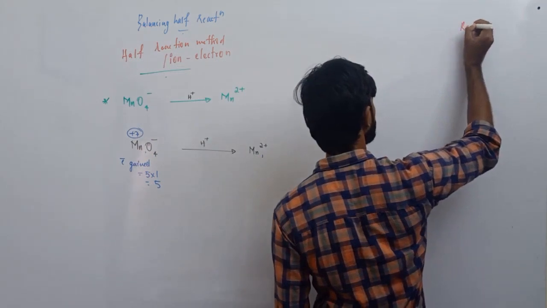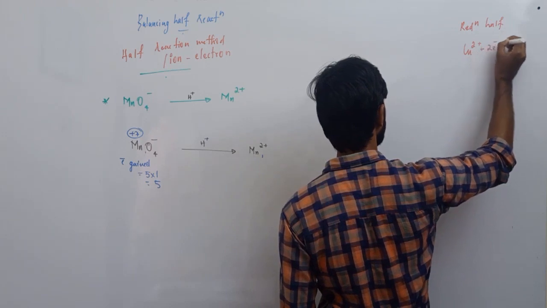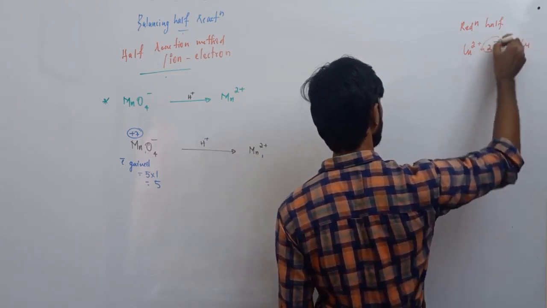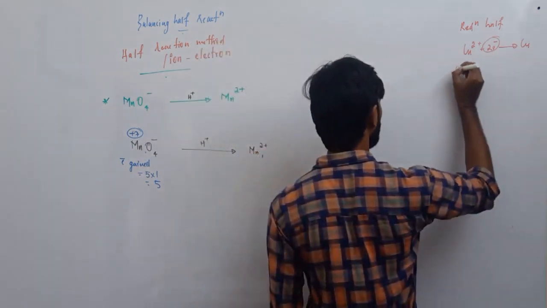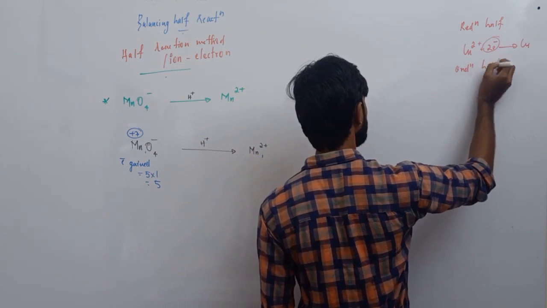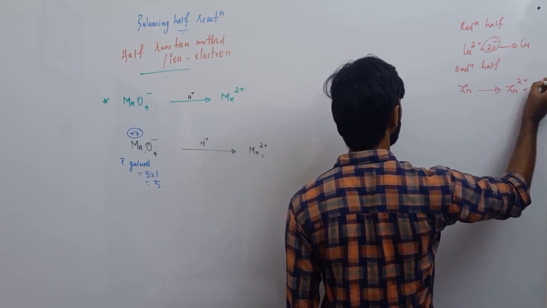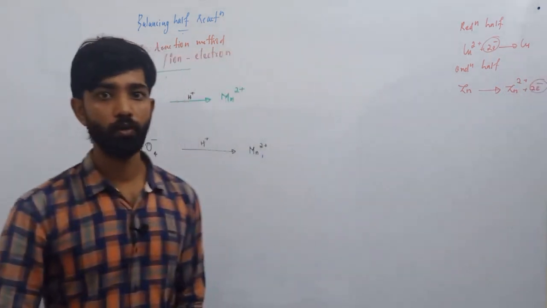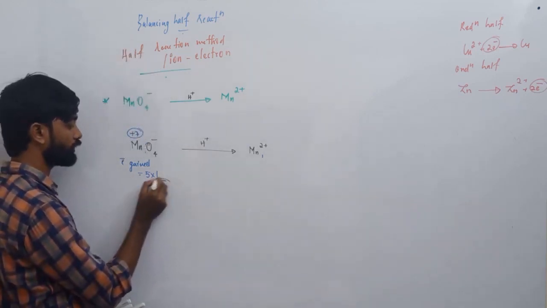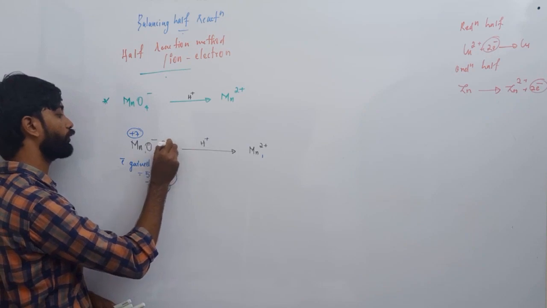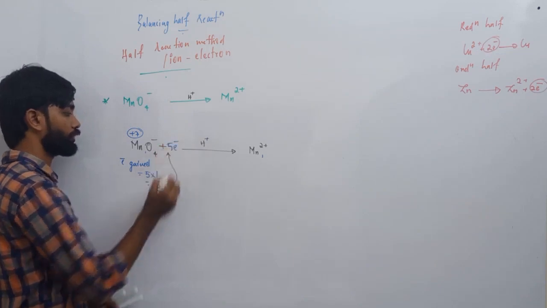What about the case of reduction half? Let us have an example. Cu2 plus plus 2 electrons gives Cu. In the case of reduction, electrons are represented before the arrow, before the reaction. What about oxidation half? In the case of oxidation half, usually electrons are projected after the reaction. That is the only idea that you have to memorize. So here 5 electrons are gained. Then you show the gained electron before the reaction.